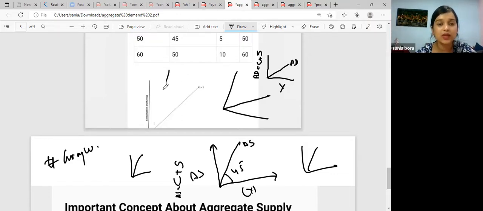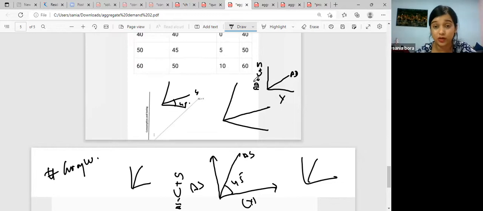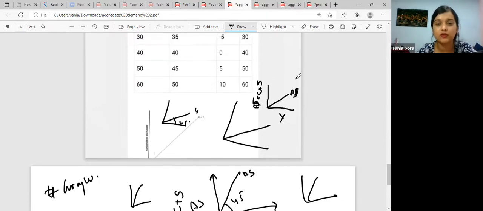So remember one thing, your AS is basically 45 degrees. So it is 45 degree. Sorry, AS, I'm so sorry. Clear? So you will simply make it very easy. Just draw it, this middle one. This is AS. And here you will write 45 degree. Clear?